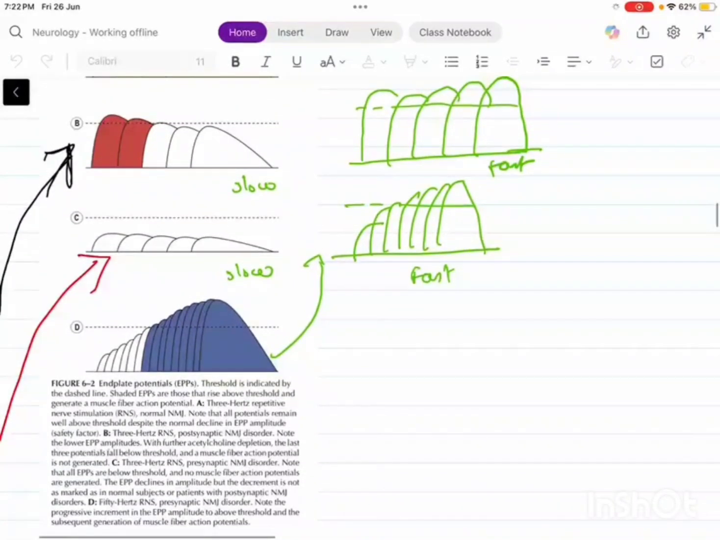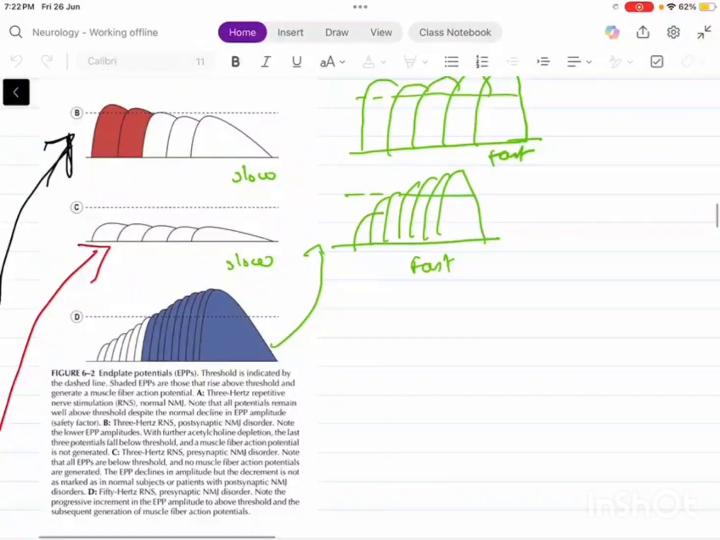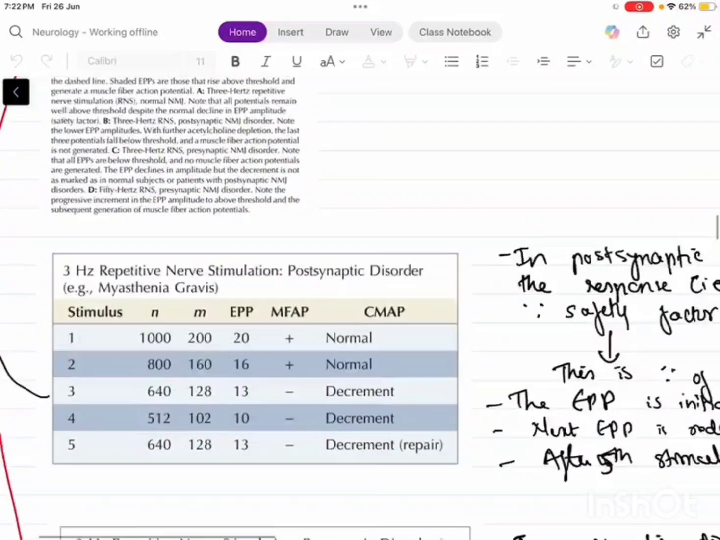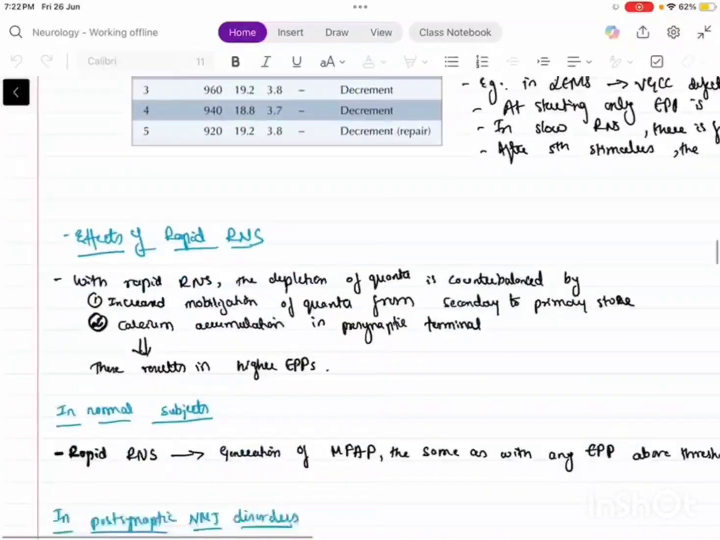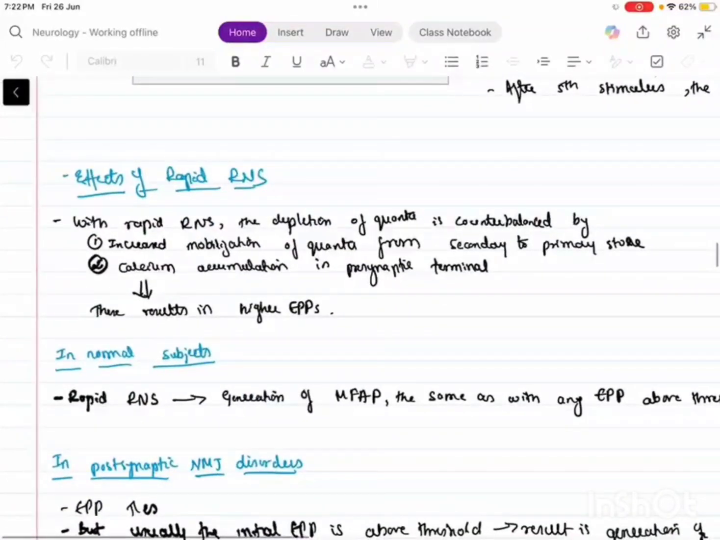But in presynaptic and postsynaptic disorders, these are the fast RNS results. Like this is the green color one. Both are the fast RNS results in case of the postsynaptic and presynaptic disorders. Effects of the rapid RNS we'll see. With rapid RNS, what happens?